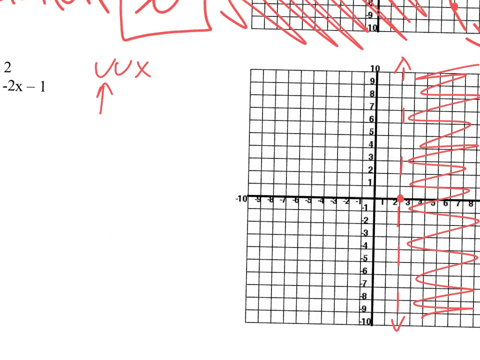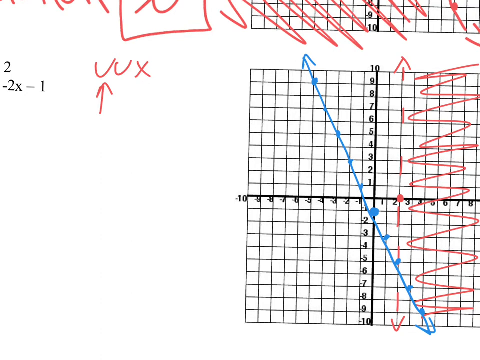Next one. Is that in graphing form? Yes. B value is negative 1. Slope, negative 2 over 1. Down 2 over 1, down 2 over 1, down 2 over 1, or up 2, left 1. Dashed or solid? Solid. Okay. That escalated quickly.